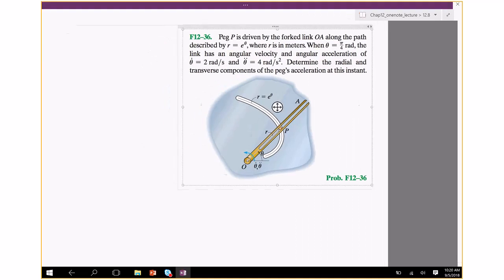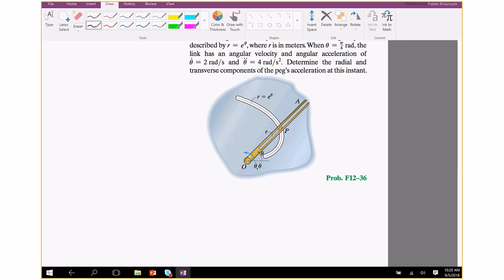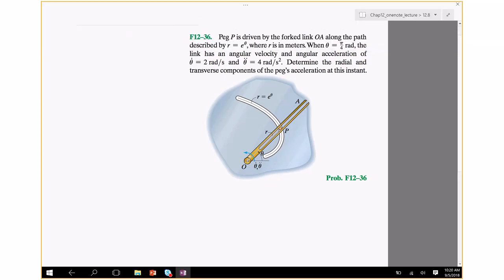Okay, let's see if we can solve this problem based on what we did just now. Peg P is driven by a fork link OA along the path described by r equals e raised to theta, where r is in meters, theta is pi by 4 radians. You're given the angular speed, angular acceleration. Determine the radial and transverse component of the peg's acceleration at this instant.